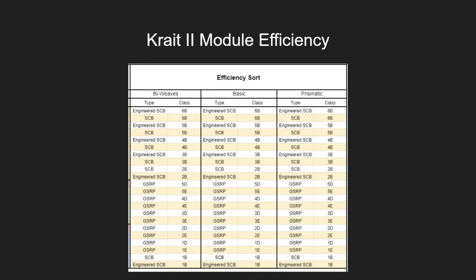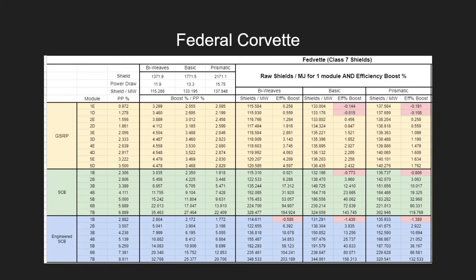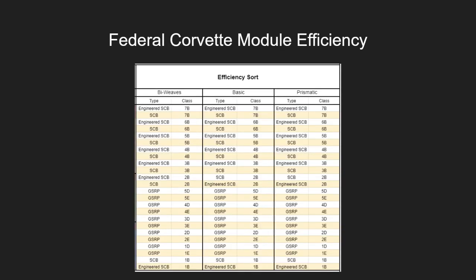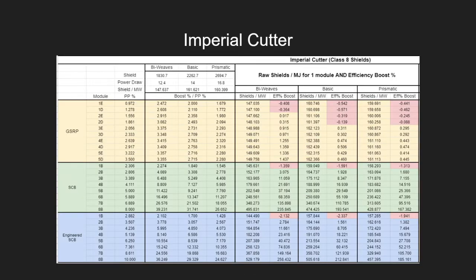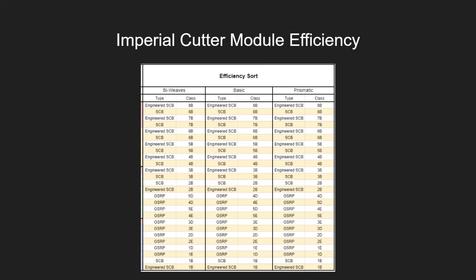However, we find that the efficiency of prismatics is restored and sometimes surpasses that of biweaves once we start adding shield boosters. This supports something many of us already knew. You really don't want to be running prismatics if you're not supporting them with shield boosters. To better help you understand how to interpret the data, I've added an automatically sorted portion to each ship, which tells you which modules will boost your shield efficiency the most.